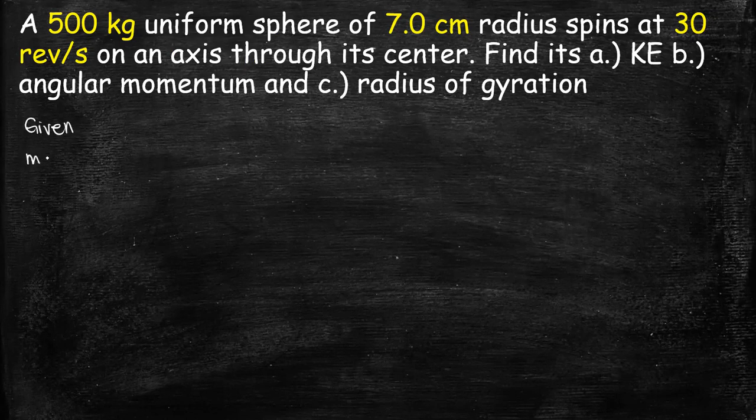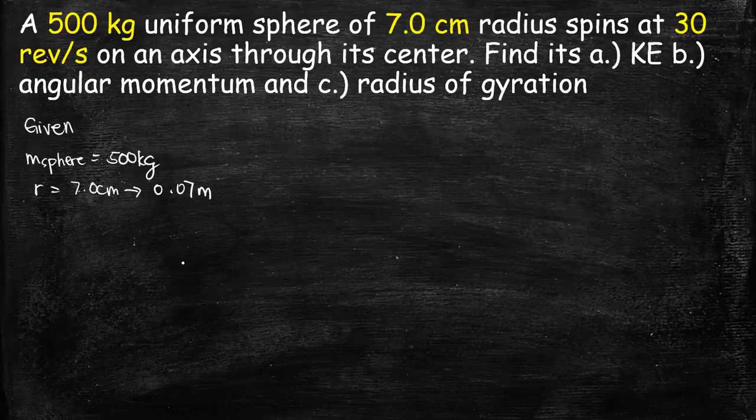Okay, so M ng sphere. Okay, we have to take note, nakalagay kasi sphere yung ating object. So 500 kg. Its radius, okay, is equals to 7.0 centimeters. So convert na natin yan.